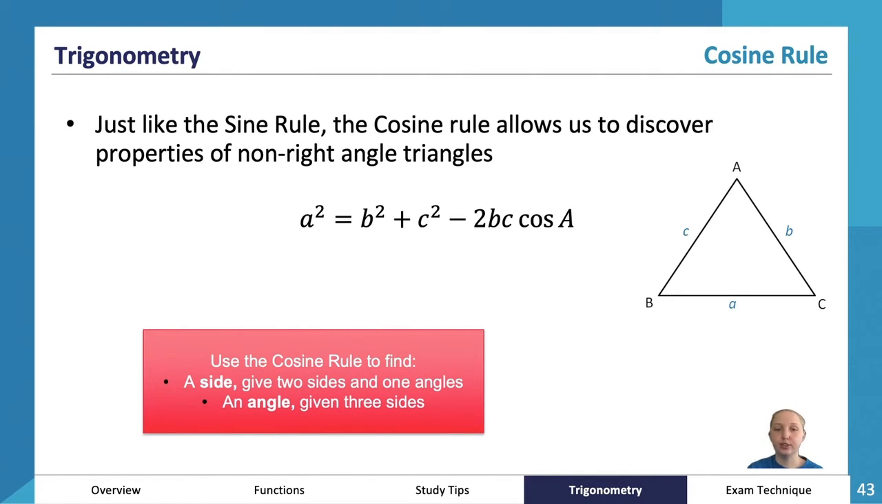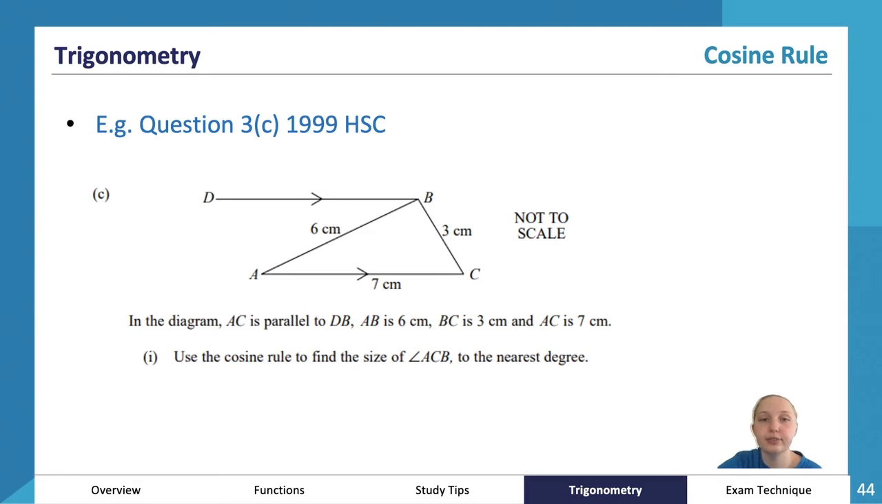So we're using the cosine rule when we need to find the third side if we've already been given two sides and an angle, or if we've been given all three of the sides and we need to find an angle. So just like the sine rule, I think this is easiest to understand when we look at some practice questions. So this is from the HSC question as well.